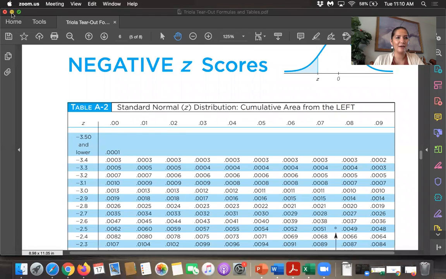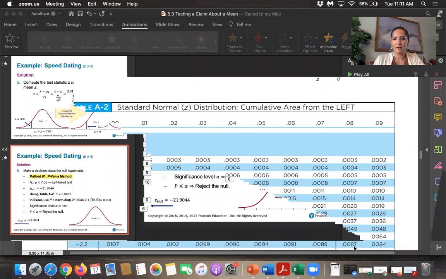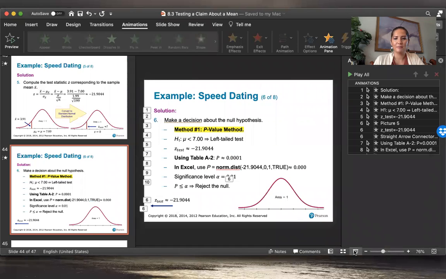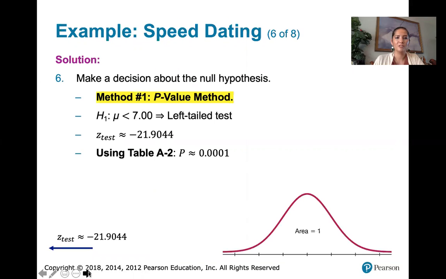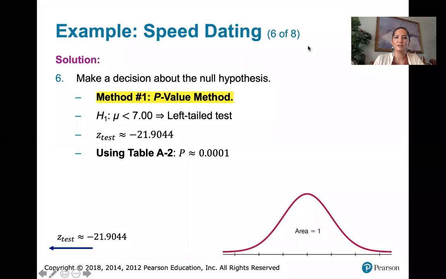Because let's look at our graph again. We're talking about the area to the left of this z equals negative 21.9004.